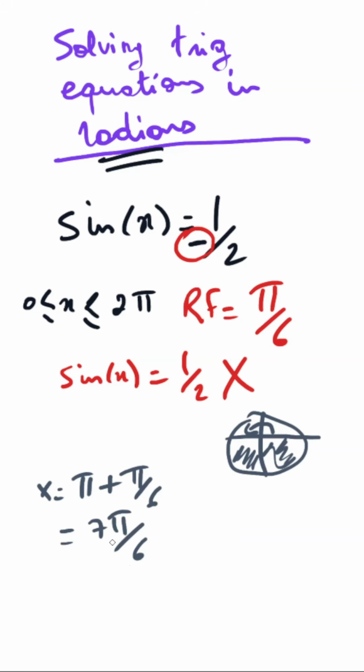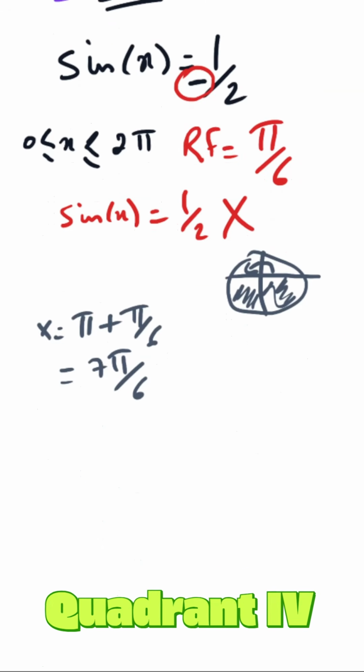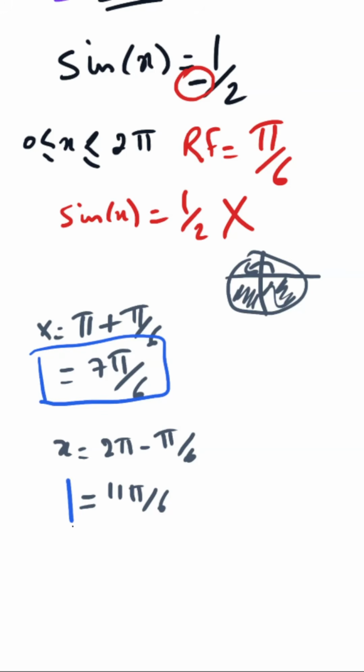Next is the fourth quadrant. In the fourth quadrant, we have as a reference 2 pi, because the entire circle has an angle of 2 pi. So we have to remove from it pi over 6. So the second solution is x is equal to 2 pi minus pi over 6, and we are left with 11 pi over 6. Here you got your two answers. Our first answer is 7 pi over 6, and our second answer is 11 pi over 6.